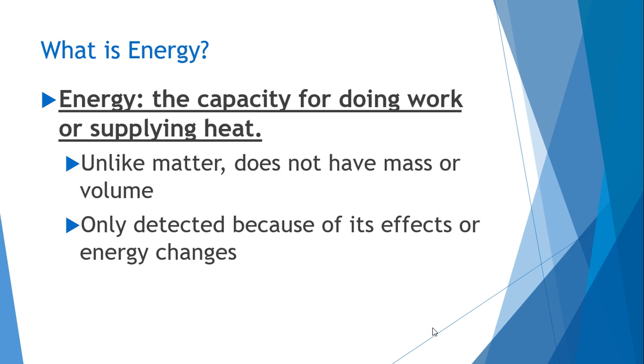So, what exactly is energy? Energy is defined as the capacity of doing work or supplying heat. Work and heat are going to be talked about quite a bit in this chapter. Now, one way that energy and matter are different is that energy does not have mass or volume.